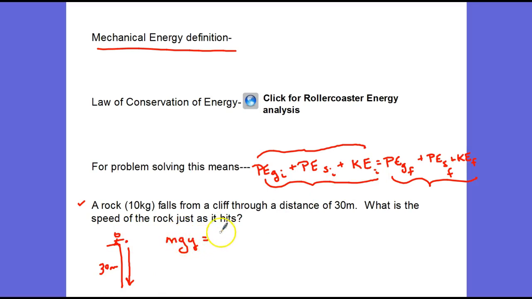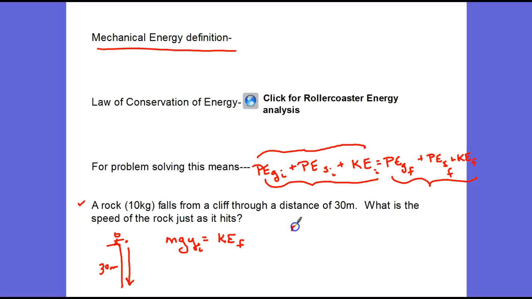so the total mechanical energy at the beginning is simply mgy. At the bottom, I don't have any potential energy. I don't have any spring energy, but I do have kinetic energy. So the initial potential energy is going to be equal to the final kinetic energy.